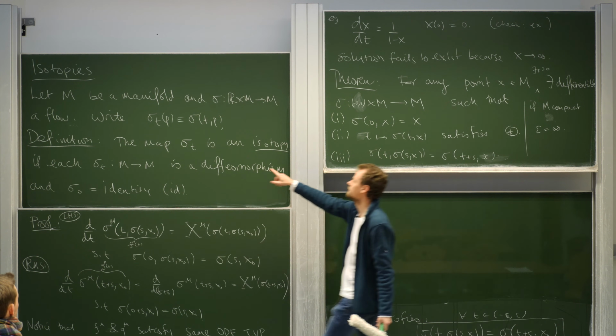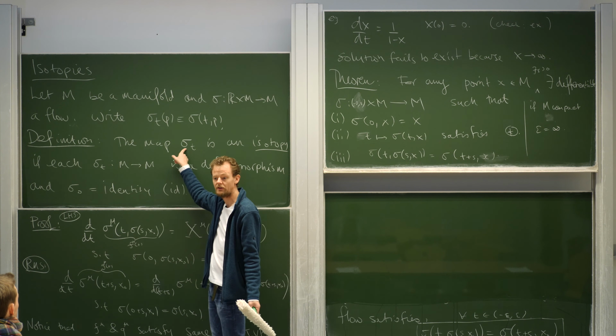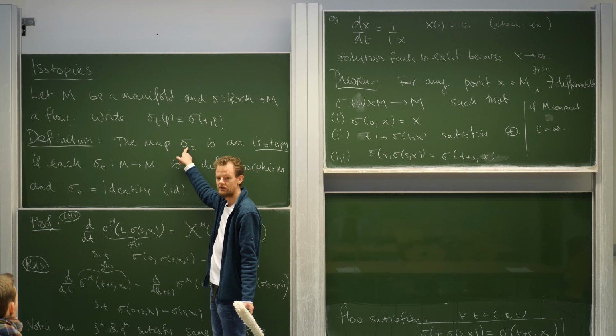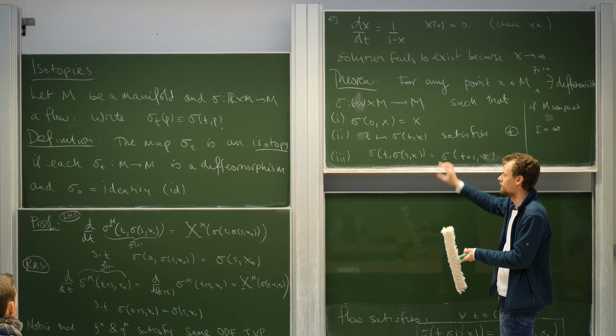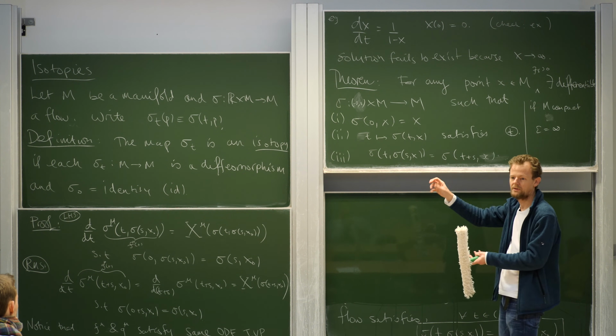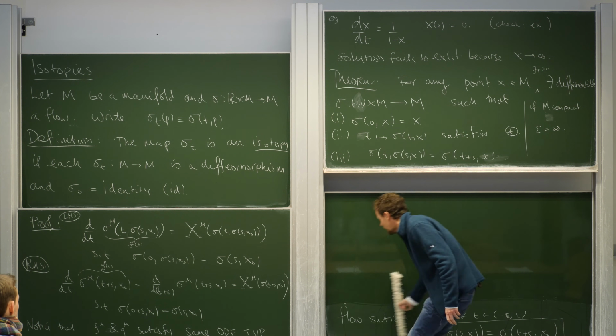So this sigma t here is like the movie. You watch the movie of the motion, and it's a nice smooth map for all t's. You can see it as time runs forward, deforming and undeforming the trajectory.